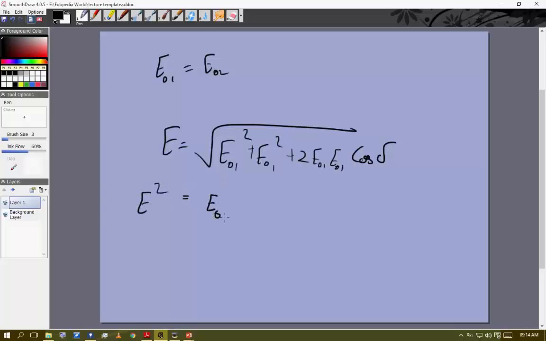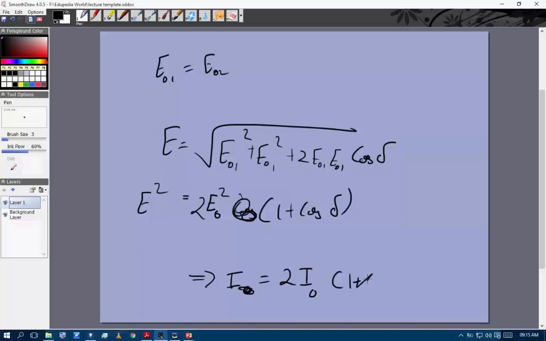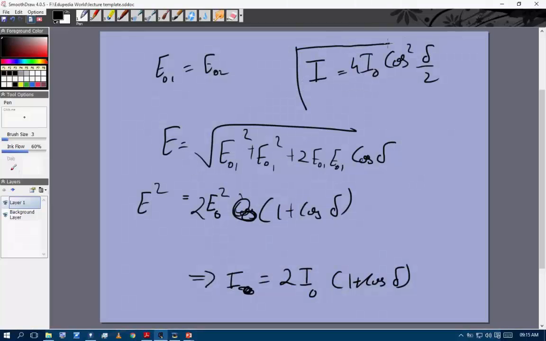E squared. I'll just write it as E0 now, 2 E0 squared (1 plus cos delta), which means I is 2 I0 (1 plus cos delta), which can also be written as 4 I0 cos squared delta by 2. So this is another important result, which is only valid when both the electric fields are the same, right, which comes from here.